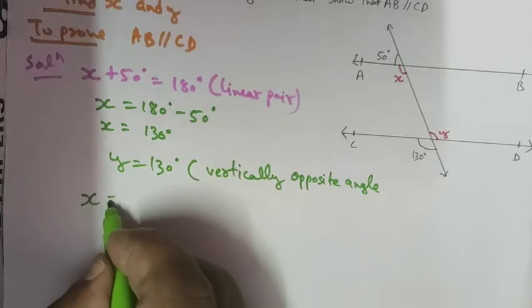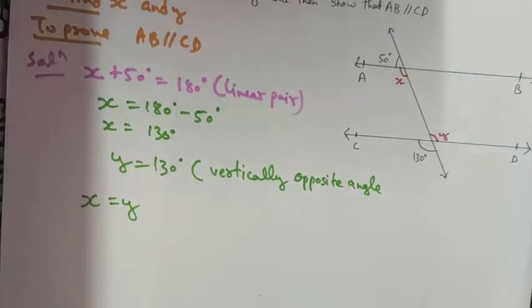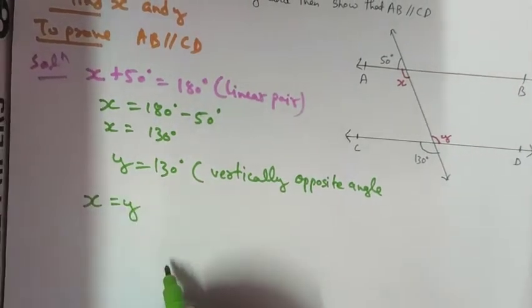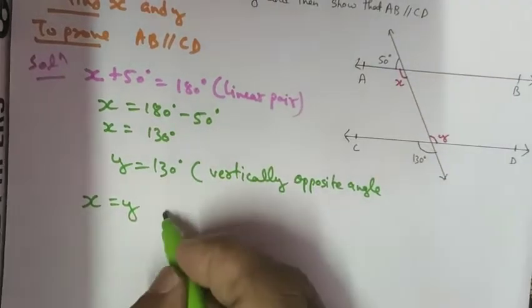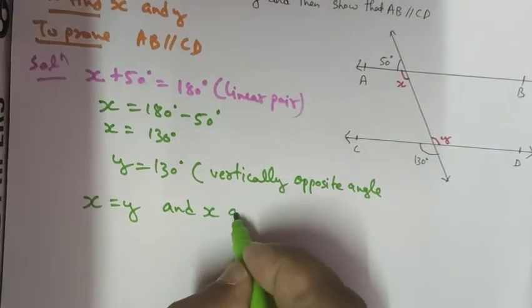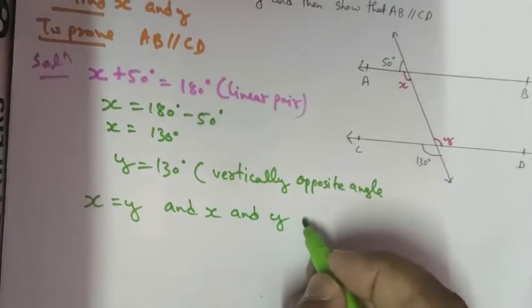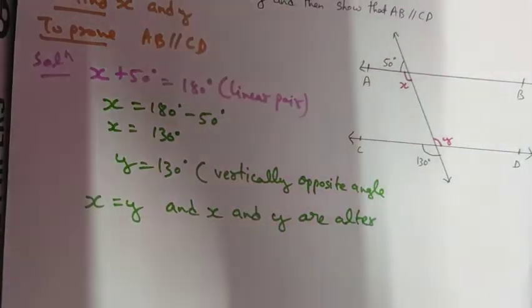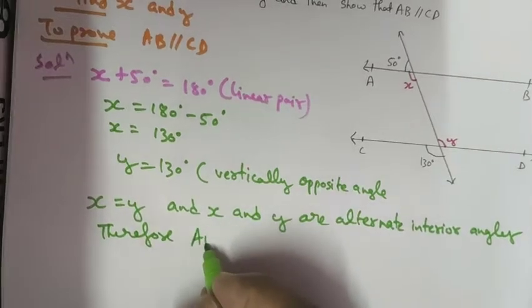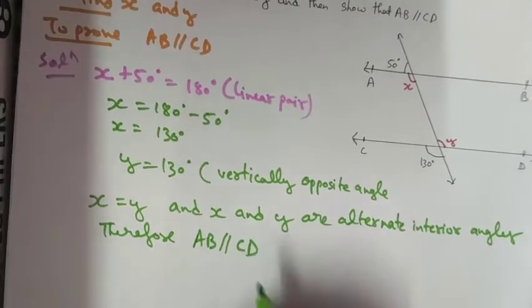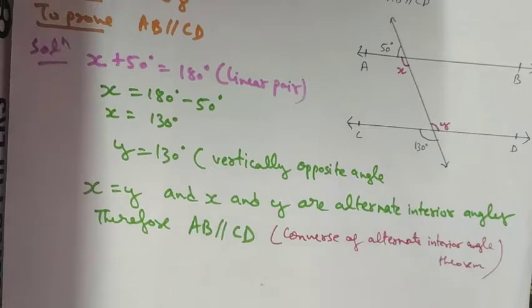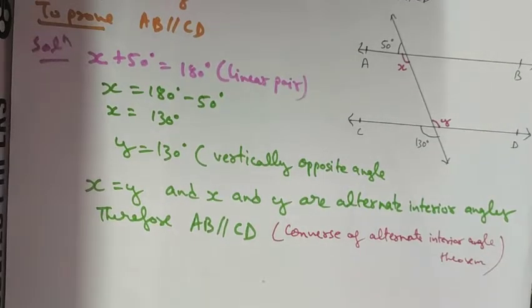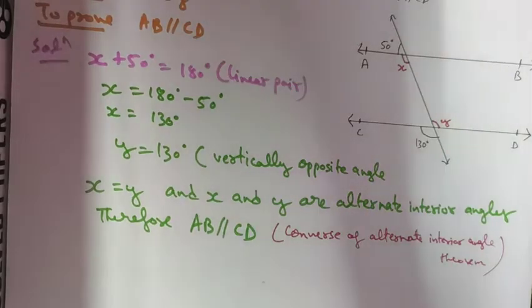Now we can see that x equals y. Since x is equal to y and x and y are alternate interior angles, therefore AB is parallel to CD by converse of alternate interior angle theorem. Means if the interior angles are equal, then the given pair of lines will be parallel to each other.